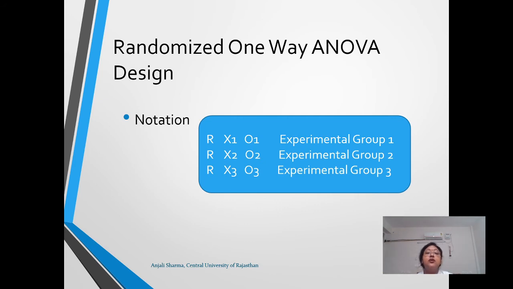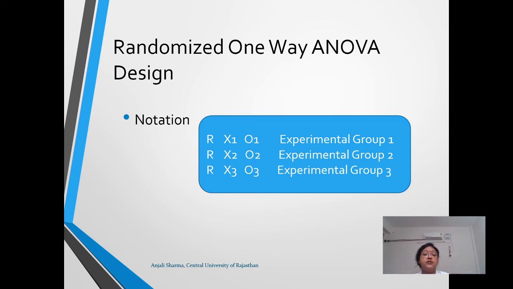So, randomized one-way ANOVA design. Wherever the word ANOVA, analysis of variance, is used, it means we are moving towards more than two groups. That's why here we see experimental group 1, experimental group 2, experimental group 3. And you see that every group has an R. R means randomization. In every group, the units are assigned randomly.